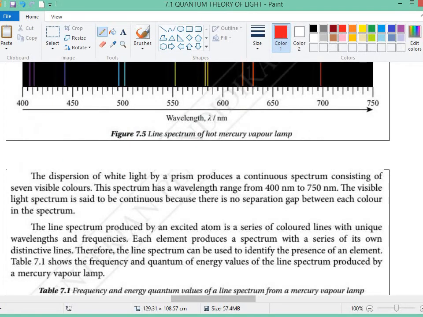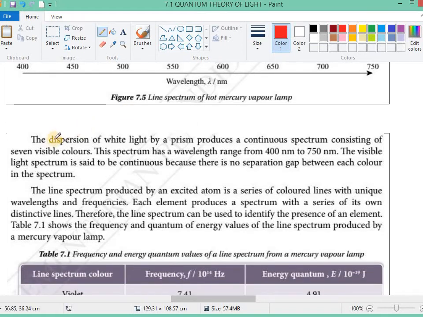So let's look at what is written here. The dispersion of white light by a prism produces a continuous spectrum consisting of 7 visible colors. This spectrum has a wavelength range from 400 nanometers to 750 nanometers. The visible light spectrum is said to be continuous because there is no separation gap between each color in the spectrum.